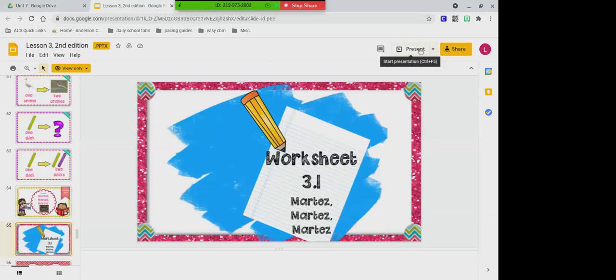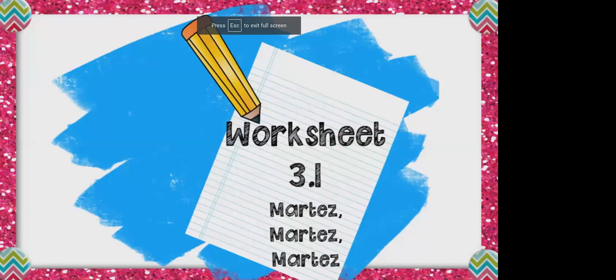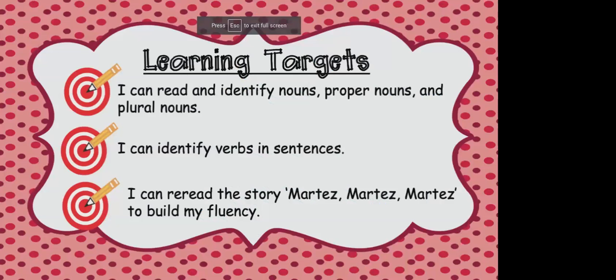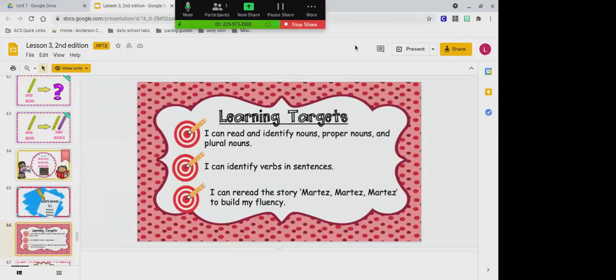Let me get back in present mode over here. Our learning targets: I can read and identify nouns, proper nouns, and plural nouns. I can identify verbs and sentences, and I can reread the story Martez, Martez, Martez to build my fluency. Okay. Now you notice I did not finish that worksheet with you because I want you guys to try to figure out those last couple of questions, okay? I want to see some really good answers.